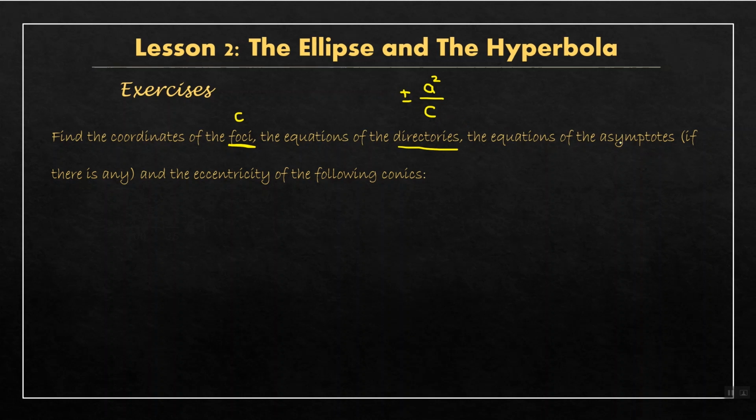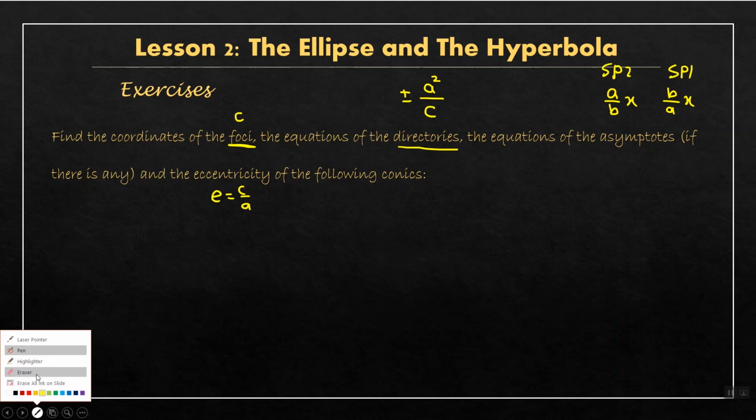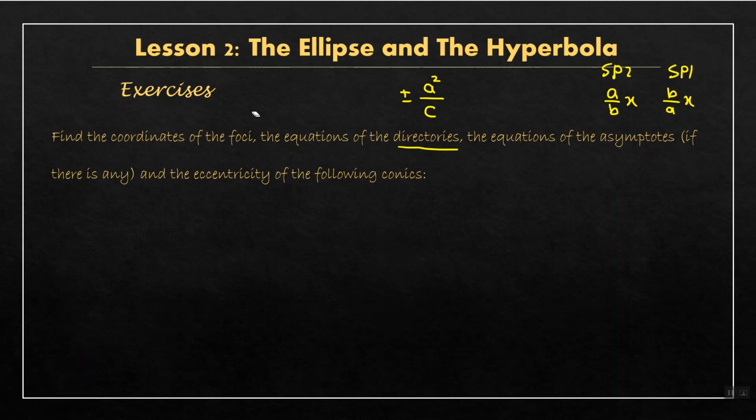The equations of the asymptotes can be either a over b x or b over a x. It depends on which standard position it is. This is SP1 and this is SP2, for the hyperbola only. And the eccentricity is c over a, right? So if you pay attention to everything that we have here, to find them, we just need to find a and b and c. So again, to solve these questions, you always have to find a and b and c. If you find a and b and c, then the rest is just substitution. You substitute in the right place.